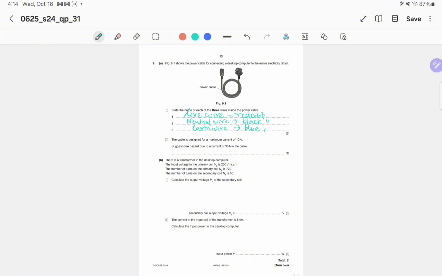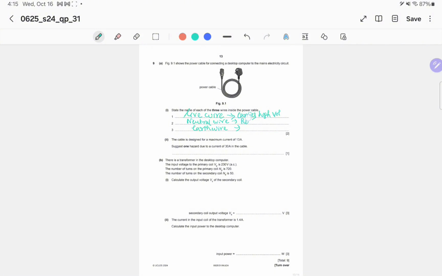I am mentioning only the colors here, nothing more with this part. And the usage: live wire carries the high voltage. I will erase the colors and write the usage alone. Live wire carries high voltage and brings the current to us, whereas neutral wire provides the return path for the current to flow in.